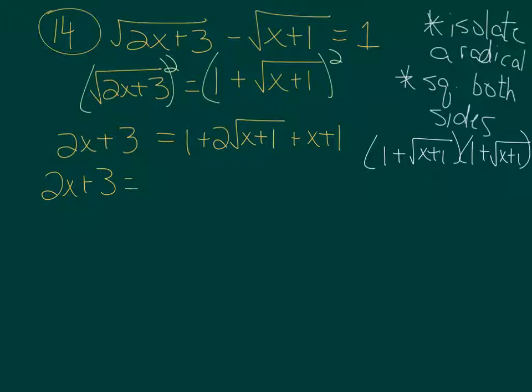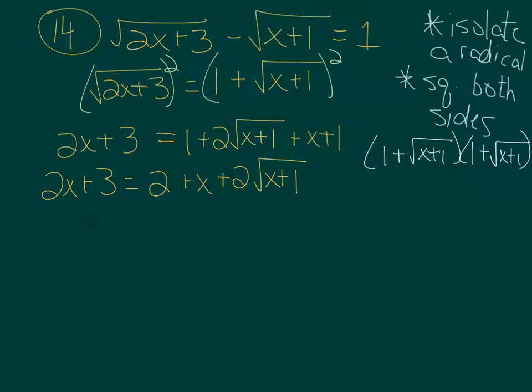Okay, let's clean up a little bit. I see 1 plus 1, which is 2. I see an x, and I see 2 times the square root of x plus 1. Okay? So I did all of that. I got rid of one radical. Now I need to get rid of this one.